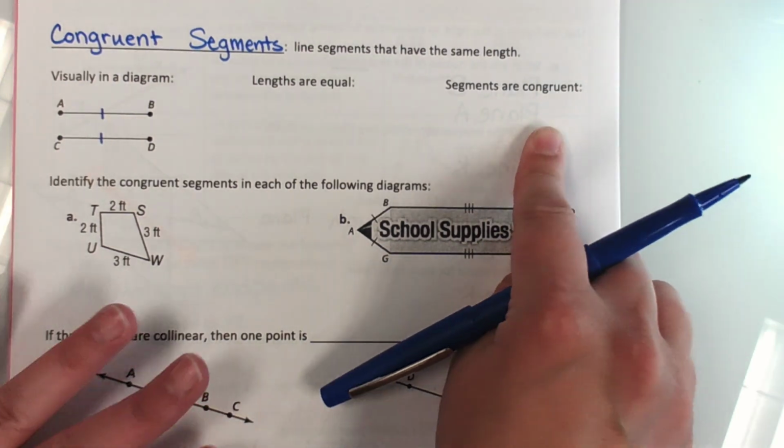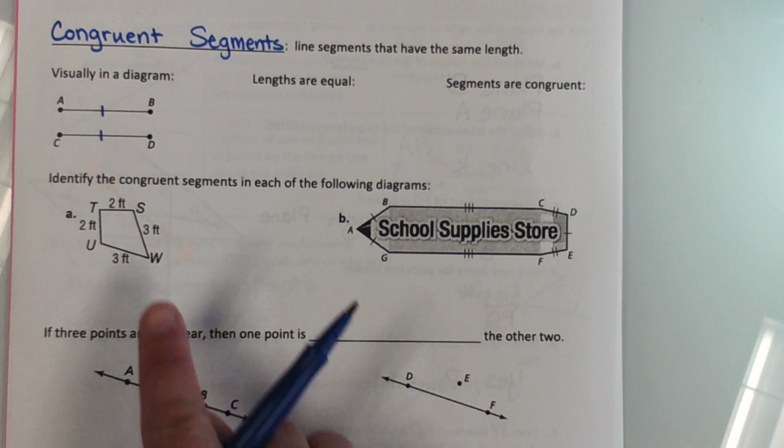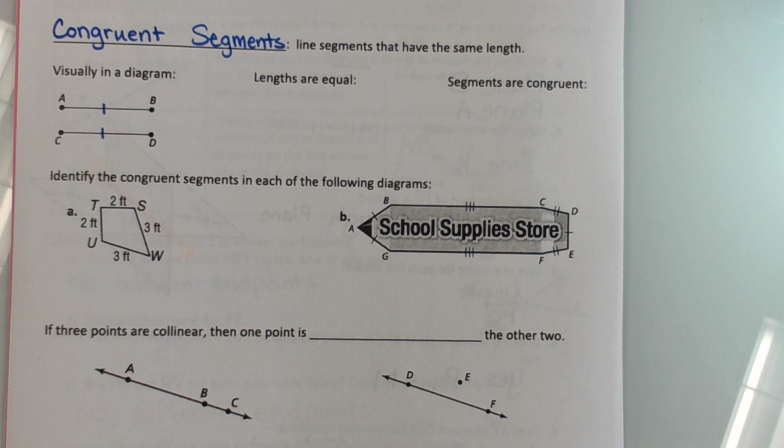Lengths are equal and segments are congruent uses the names of a segment. For example, here we have AB and CD. Now, when it comes to notation, we've talked about this notation, and this notation for things that have two letters: line, ray, segment. And the thing you have to know about this is these are their names.